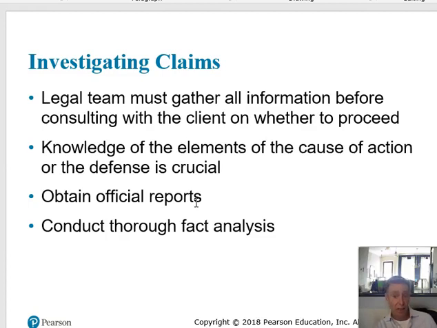Because if it's contingency, if you don't win, you've wasted all that time and manpower, and you don't have any money to show for it.